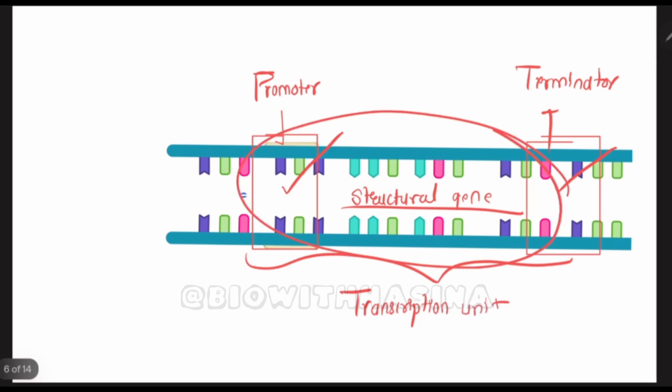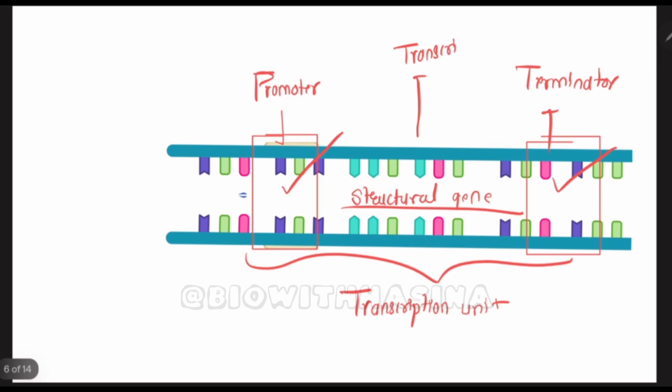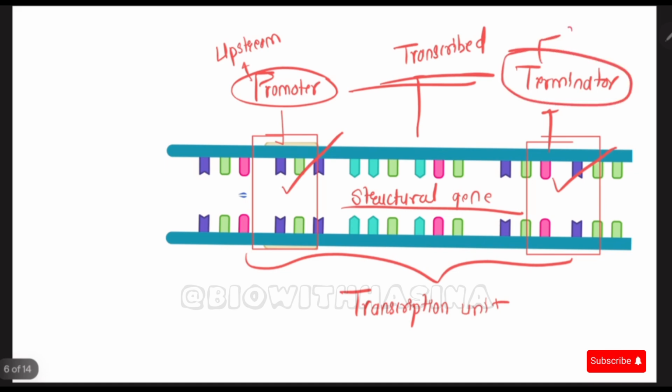And the region where the transcription is going on, that region is getting transcribed. Where the promoter is present, we call that region the upstream region, and the terminator region the downstream region. Okay, we have upstream and downstream. To talk more specifically, this was our 3' end and 5' end. This was our 5' and 3'. So this promoter is present at the 5' end.